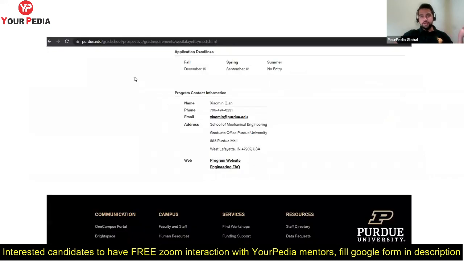This is Purdue University, another very, very good university in the US. For that, if you check, for fall the deadline is December 15, and for spring the deadline is September 15. This is basically the deadline for most universities in the US: fall December 15, spring September 15. You have to keep that in mind.